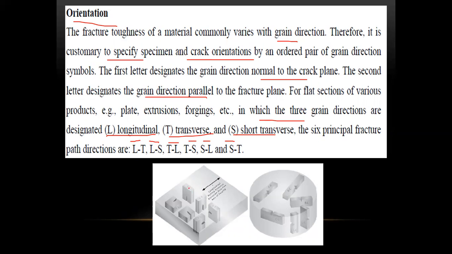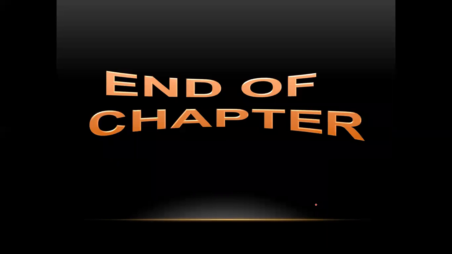So this is a plate, and the object is moving in this direction and in this direction. See all the positions of the object. This is nothing but the orientation of the fracture toughness of the material. With this, we have completed unit 1 in all aspects.